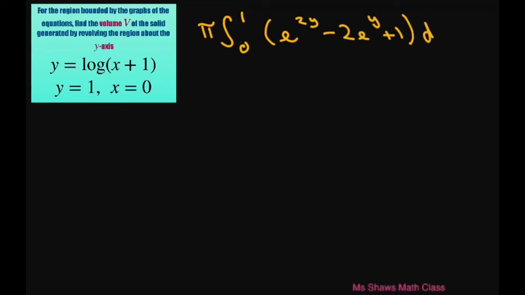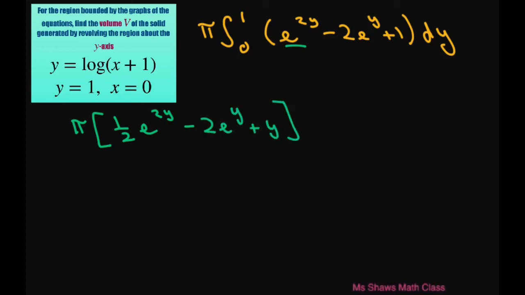So we're going to get pi times the integral from 0 to 1 of e to the power of 2y minus 2e to the power of y plus 1 dy. All right, let's integrate this. We're going to get pi, and the first one is going to be 1/2 e to the power of 2y minus 2e to the power of y plus y. And we're evaluating this from 0 to 1.